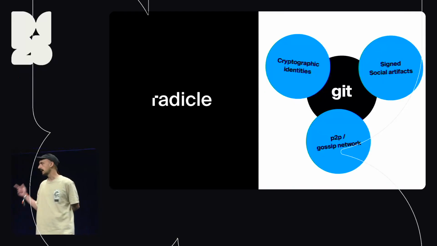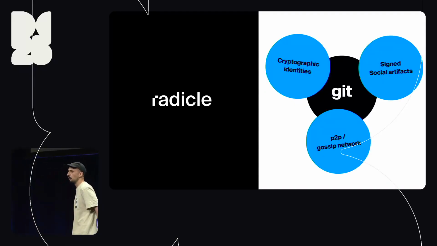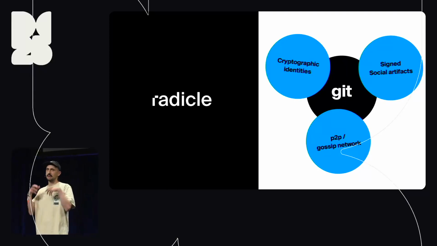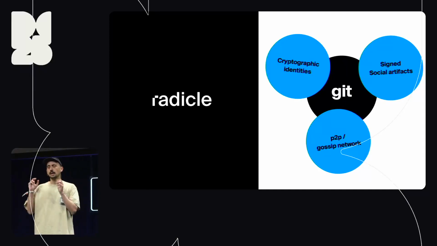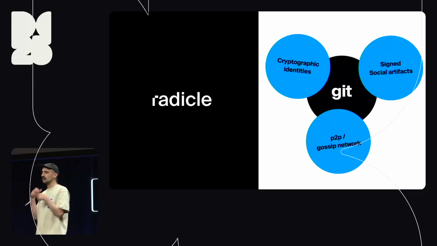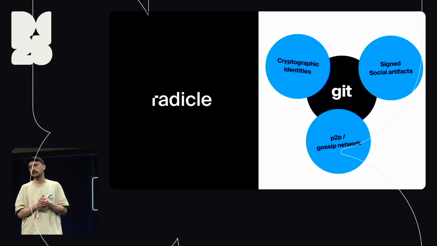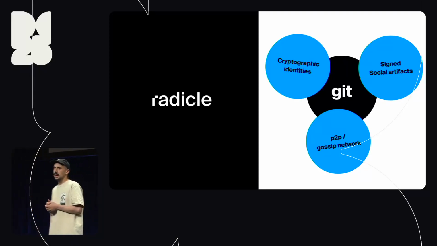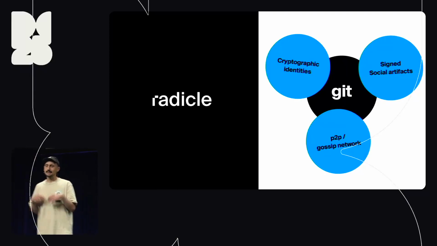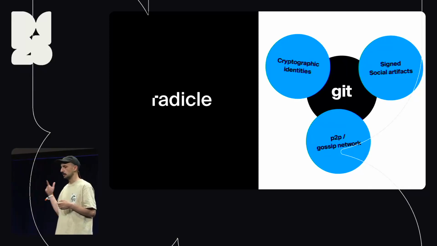Fundamentally, Radicle extends Git in 3 interesting ways. The first is that it adds a cryptographic identity layer, and we'll talk about that. The second is that it brings the social artifacts within the Git object. The things that became familiar with GitHub and GitLab, now you can have them in a sovereign, truly peer-to-peer environment. And lastly, Radicle extends Git with a gossip network, and I will explain why that is.